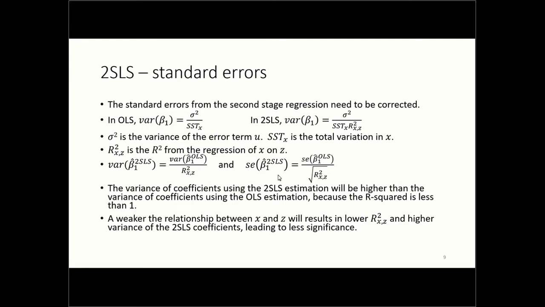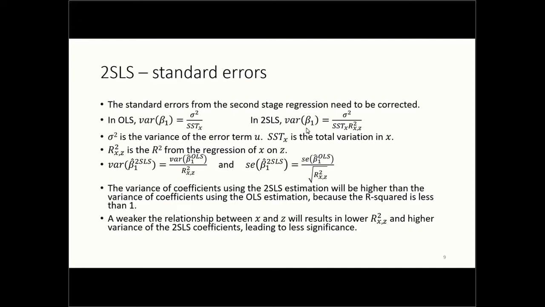If we have higher standard error, we would have lower t-statistics and therefore less significance. So one implication here is that the weaker the relationship between x and z, the lower the r squared. And if we have lower r squared, we would find a higher variance of the two-stage least squares coefficients, and we would have less significance.